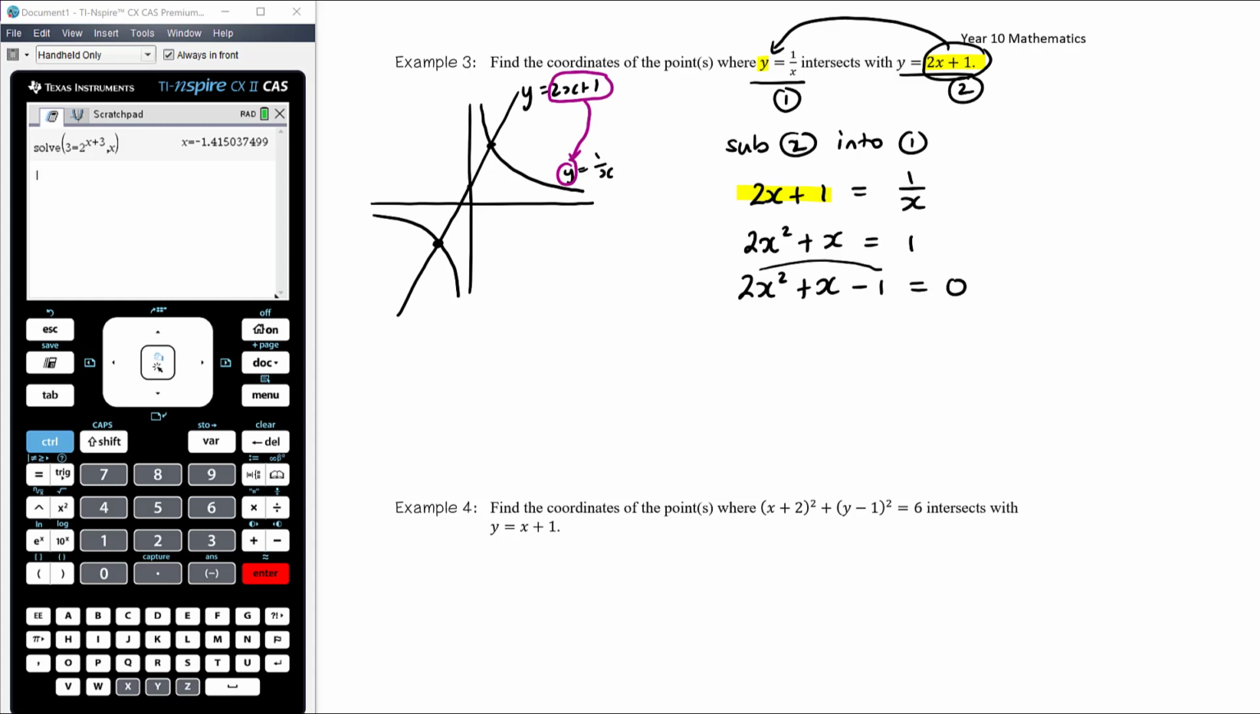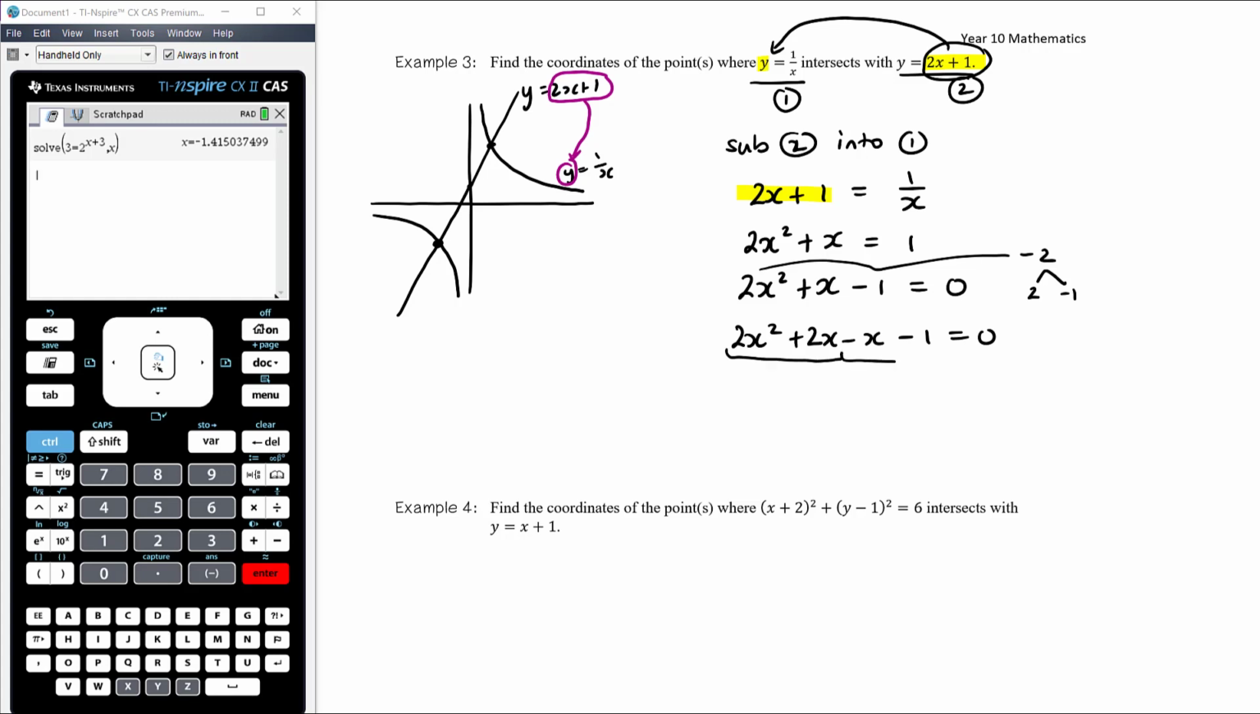Okay, so it's a harder, non-monic quadratic. So I'm going to do 2 times negative 1 to give me negative 2. And I'm looking for factors of negative 2 that add up to positive 1. That's going to be positive 2 and negative 1. So I'm going to rewrite the middle term. So I have 2x squared plus 2x minus 1x. You don't have to use this method for factorisation.